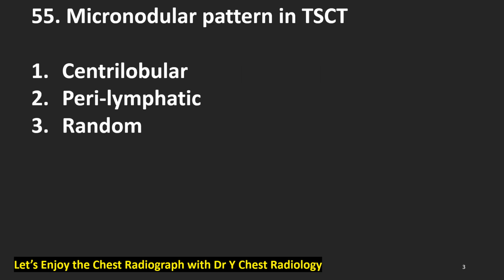There are three types of micronodular patterns in thin section CAT scan. Number one is centrilobular pattern. Number two, perilymphatic pattern. Number three, random distribution pattern. The name shows the characteristics of this distribution pattern of micronodules.